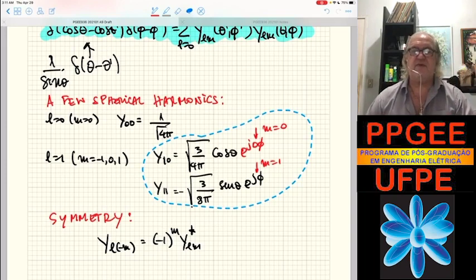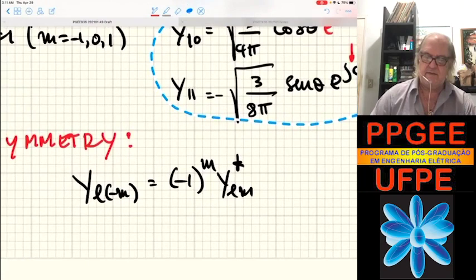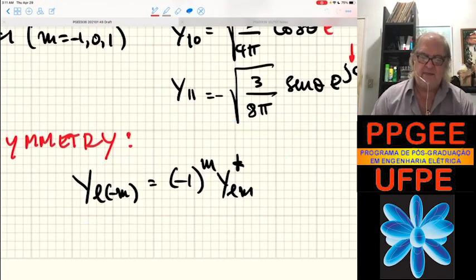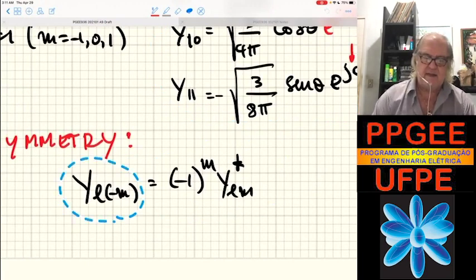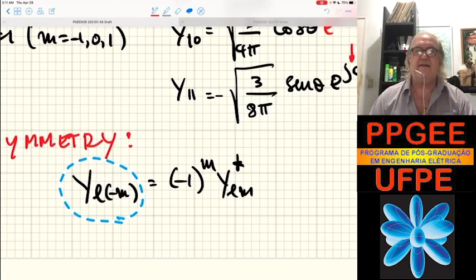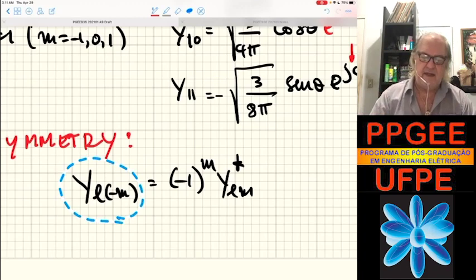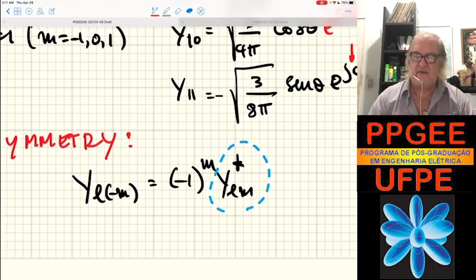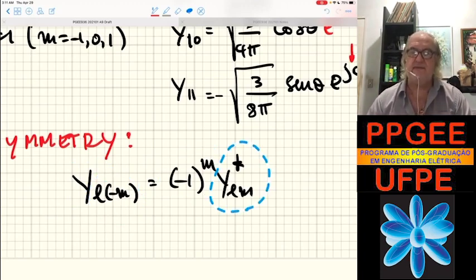These are not difficult to show. Just go to the definition, the properties of the associated Legendre polynomials. You have this important property here: Y sub L, minus M equals minus 1 to the Mth power times the conjugate of Y L M. So you have these properties.